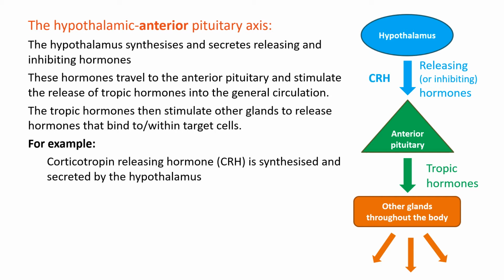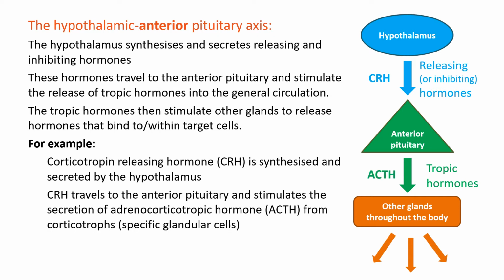A good example might be corticotropin releasing hormone, CRH. This is synthesized and secreted by the hypothalamus. Note, it's a releasing hormone. It travels to the anterior pituitary and stimulates there the secretion of adrenocorticotropic hormone, ACTH, from specialist glandular cells within the anterior pituitary called corticotrophs. These little trophs or tropes in the anterior pituitary are the epithelial cells that form the anterior pituitary gland. They are all specific and they have slightly different names depending on what they're going to release.